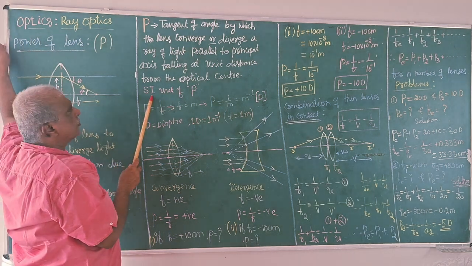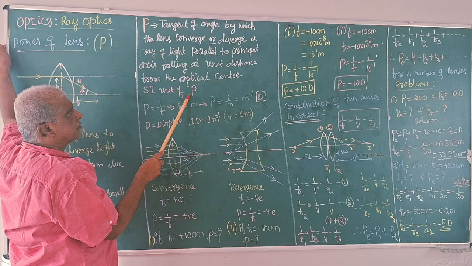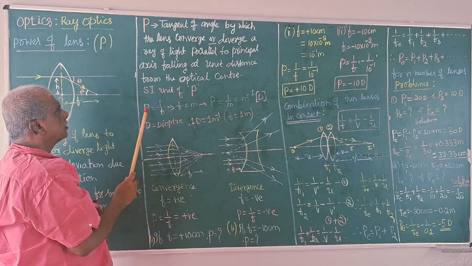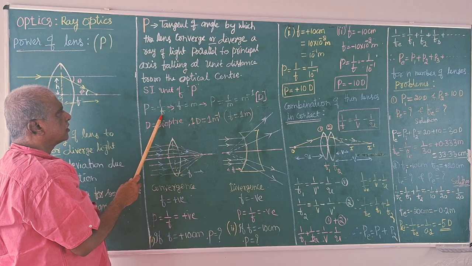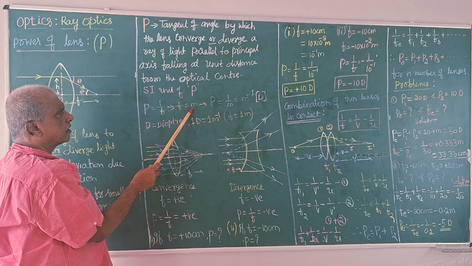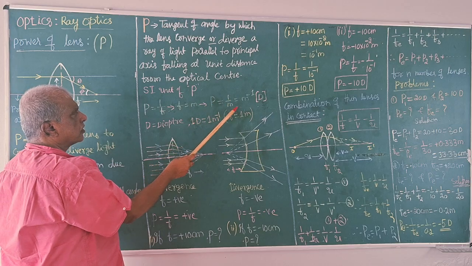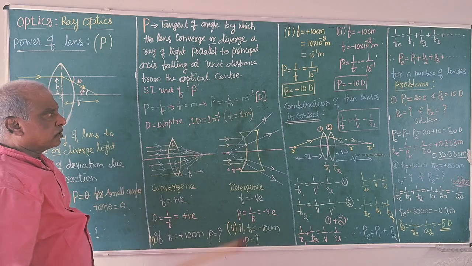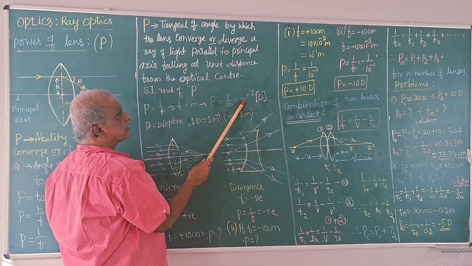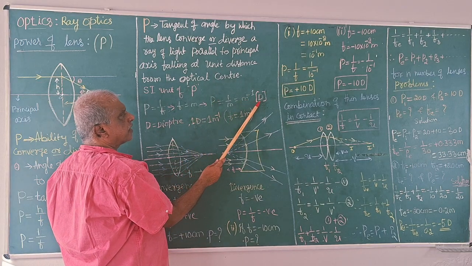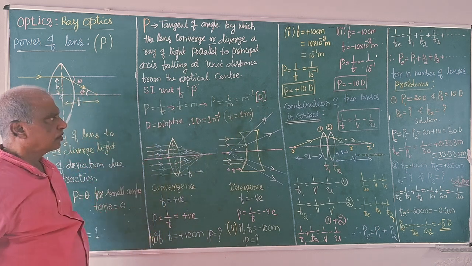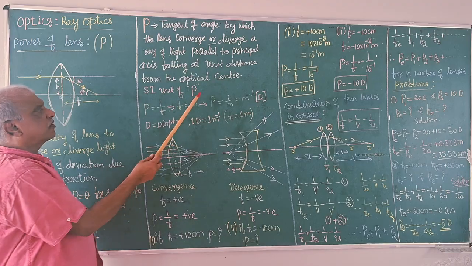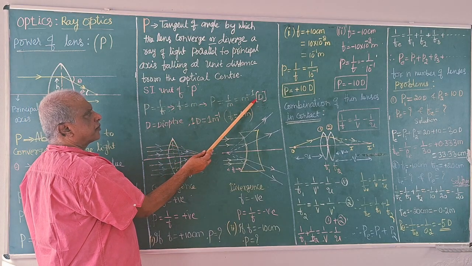And look at the SI unit of power. The equation is P equals 1 by f. With f in meter, P equals 1 by m, that is m to the power of minus 1. It is per meter. The unit of power is per meter. The special name given is diopter, D. Per meter is called diopter. Both are the same. The unit of power of lens is per meter or diopter.